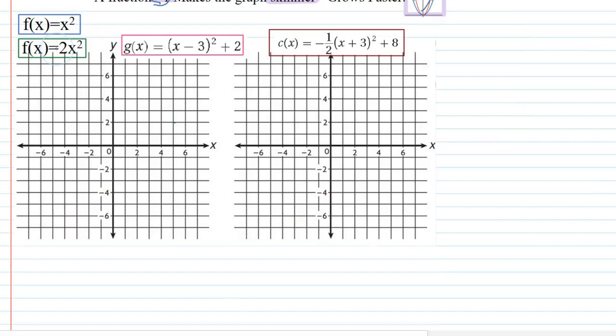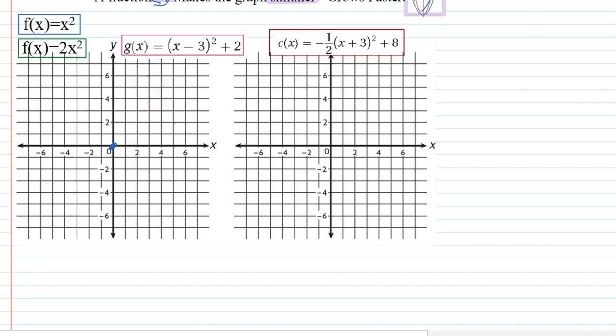All right, here's a few examples. We're going to start with the very base function, f of x equals x squared. Now think, we don't have any adding or subtracting on this. So that means our vertex is going to be right there at 0, 0. It hasn't changed. Now we need to draw the parabola.